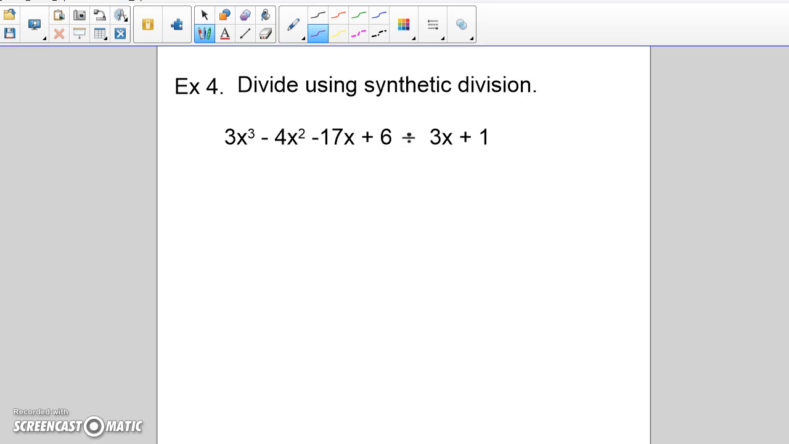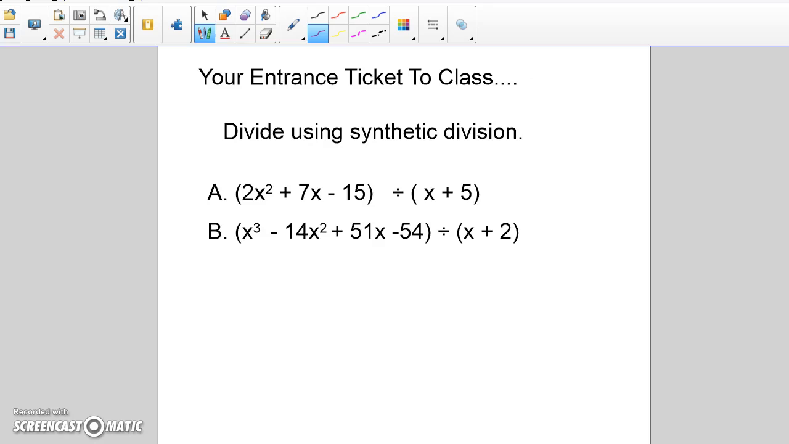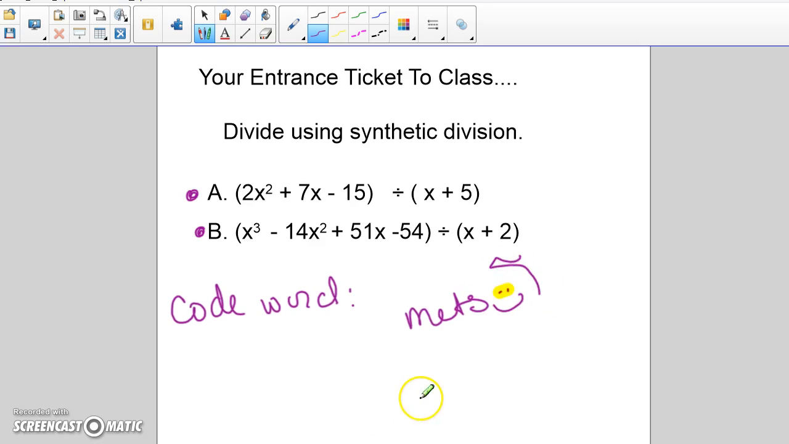We're going to divide using synthetic division. I'm going to skip this and I'm going to have you go to the practice that I want you to do before you come to class. Your entrance ticket to class. I want you to do problem A and problem B on a slip of paper. And I'm going to check it when you walk into class. Your code word when you enter is METS, and you should have those two problems done for me.